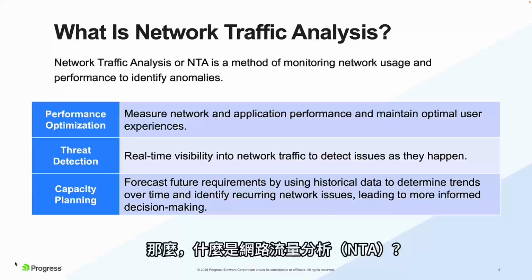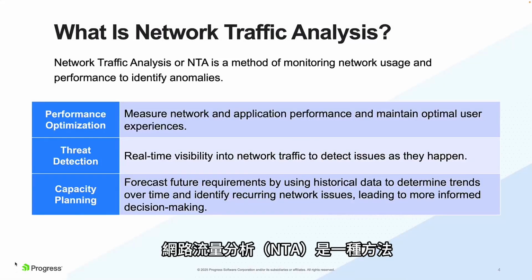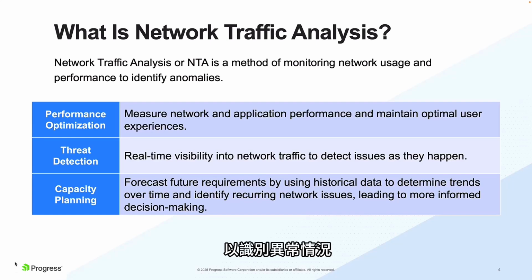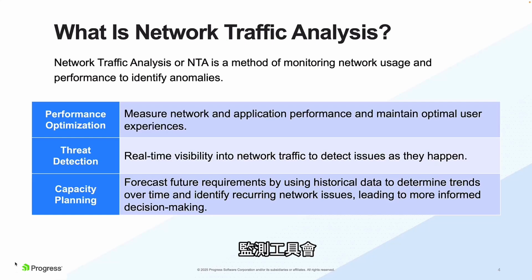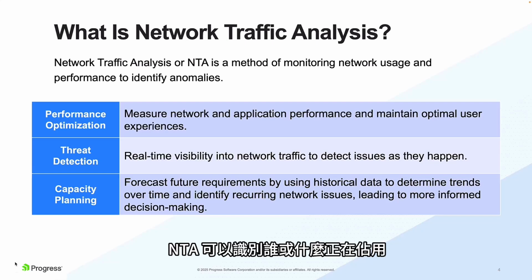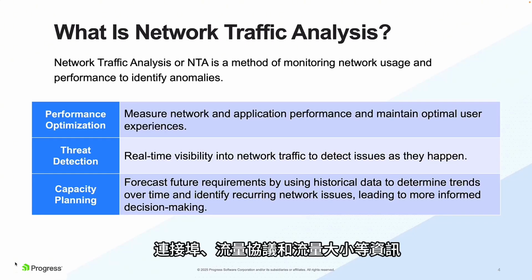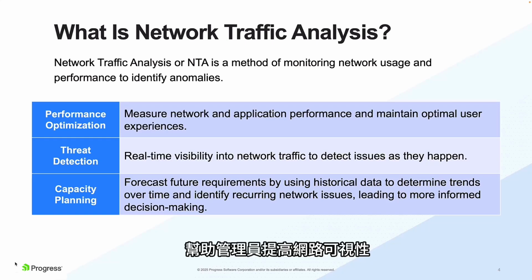So what is network traffic analysis? Well, network traffic analysis, or NTA, is a method of monitoring network usage and performance to identify anomalies. The first point I want to touch on is performance optimization. It allows you to monitor network traffic for security threats and network issues like slow download speeds or throughput. Monitoring tools track, record, and analyze network traffic patterns and compare them with established benchmarks to identify discrepancies. To put this simply, it can identify who or what is using up network bandwidth. It collects network traffic data like flow and packet data and extracts useful metadata like IP addresses, ports, traffic protocols, or volume to give administrators increased visibility.